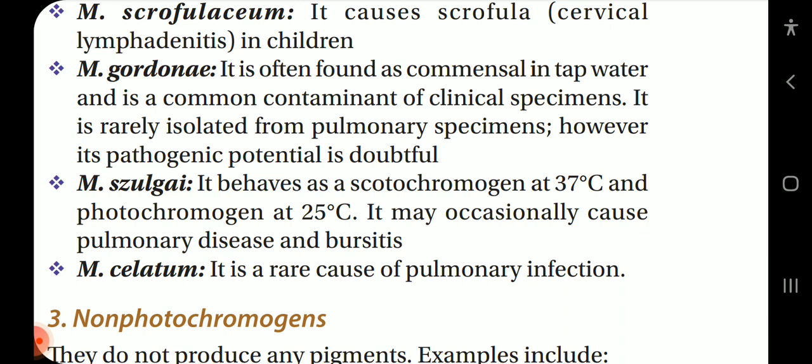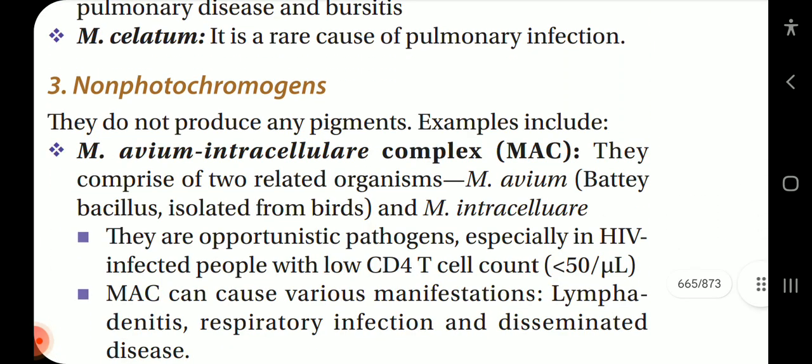M. szulgai behaves as a scotochromogen at 37 degrees Celsius and a photochromogen at 25 degrees Celsius. It may occasionally cause pulmonary disease and bursitis. M. flavescens is a rare cause of pulmonary infection. The non-photochromogens do not produce pigments.